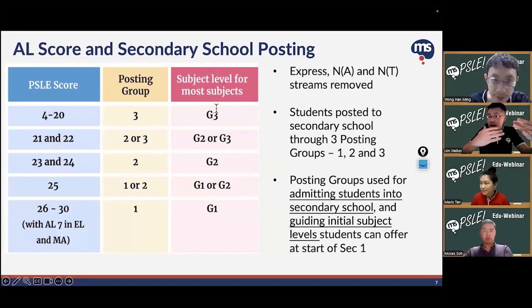In terms of the exams itself, the SEC exams will reflect the grade that you took it at plus your score. Okay, so that's the thing to highlight as well.